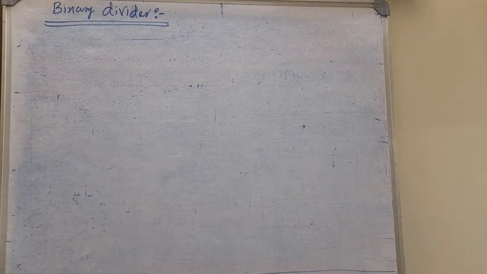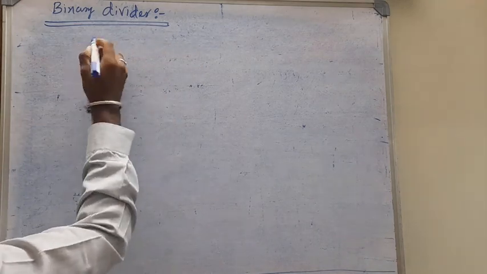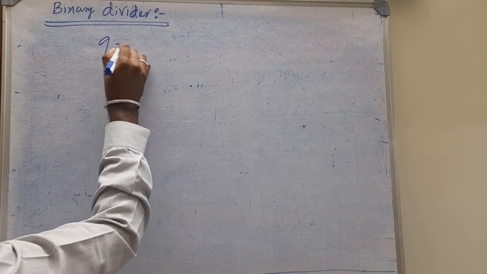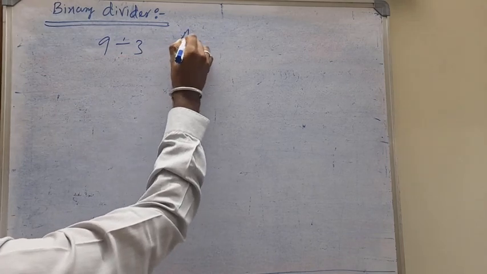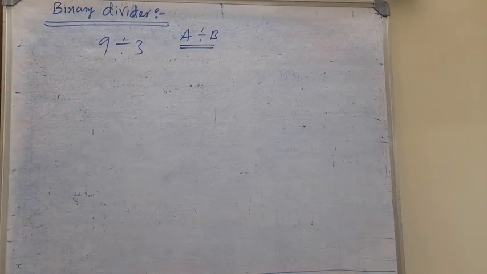So first, we are going to discuss the manual concept of binary division. For example, here I am going to give the manual concept, that is 9 divided by 3, that is A divided by B, right? So here we are dealing with the successive subtraction concept.